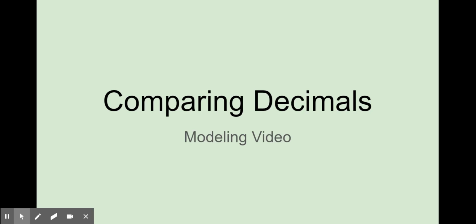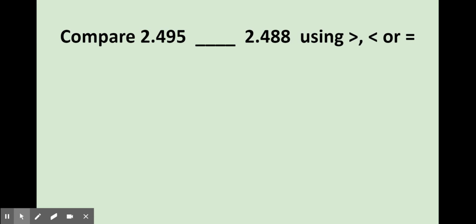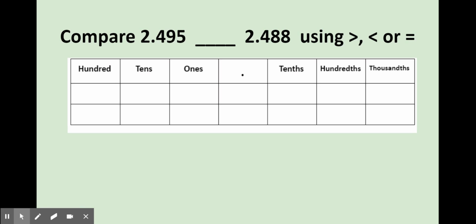Let's practice using a stacking strategy to compare decimals. So we want to compare 2 and 495 thousandths to 2 and 488 thousandths using the greater than, less than, or equal sign. So the first thing we want to do is stack our numbers, and we can stack our numbers into a place value chart. And we want to stack our numbers lining up the correct place value.